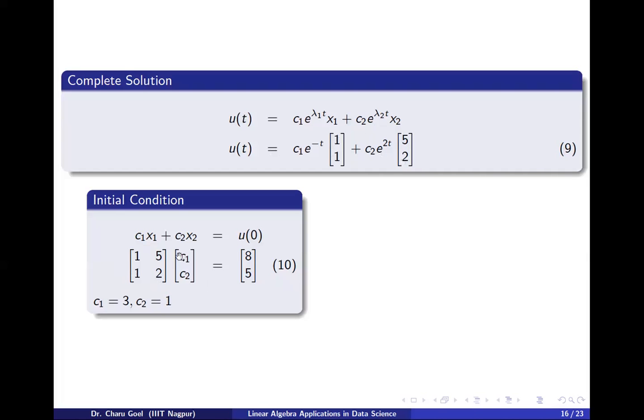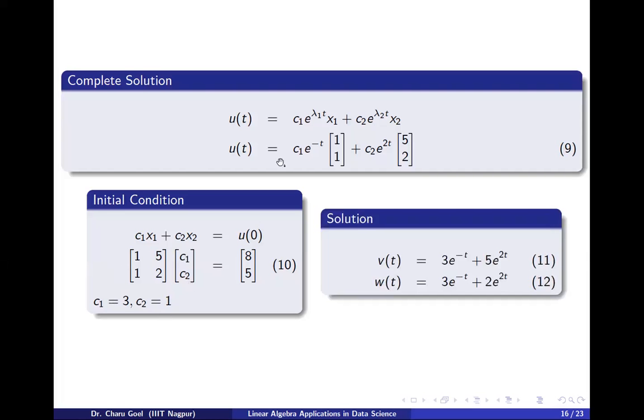If I put c1, c2 before the matrix, then the multiplication is not defined, because that would be 2 by 1 times 2 by 2. Anyway, this is solving a system of two linear equations in two variables c1 and c2. That gives c1 equal to 3 and c2 equal to 1. So the solution is, first component v(t) equal to 3 times e to the power minus t plus 5 times e to the power 2t, and w(t) is equal to 3 times e to the power minus t plus 2 times e to the power 2t.